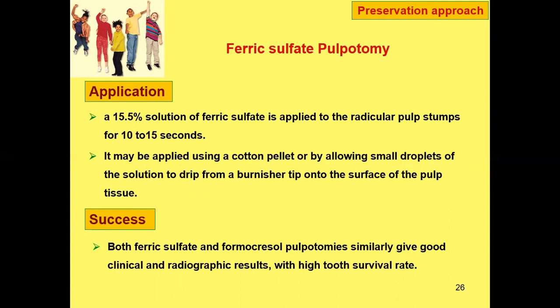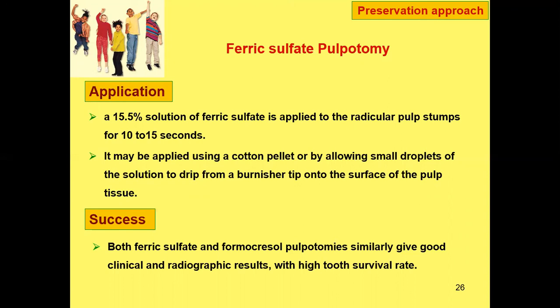pulpal tissue. One thing I want to tell you is that I'm just talking about the material. The procedure is the same, which I have explained earlier. The access cavity preparation, everything is the same. So when they ask for ferric sulfate, this part you need to write instead of the other one. So the rest everything is the same.